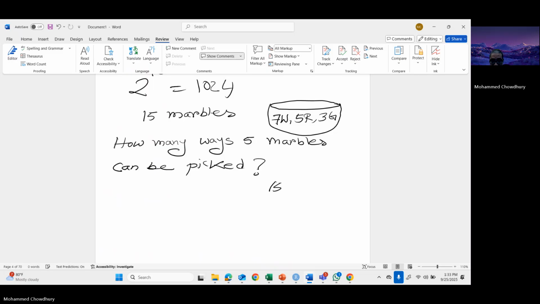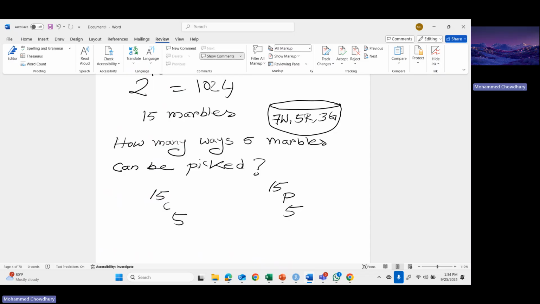15 permute 5 or 15 combination of 5. Answer me. Take 1 minute and answer this question. Which one should be used? Combination or permutation? Take your time. 5 marbles can be picked from a box of 15 marbles. I think combination. Okay, I got you to answer combination.